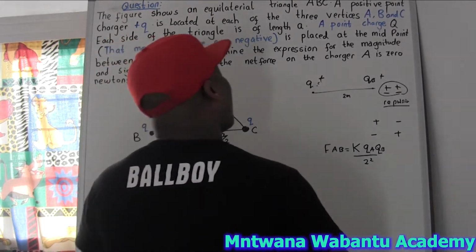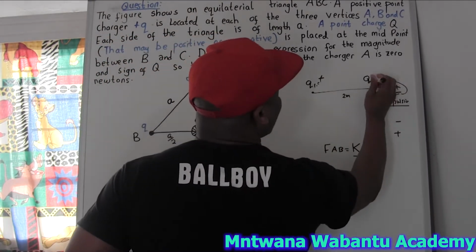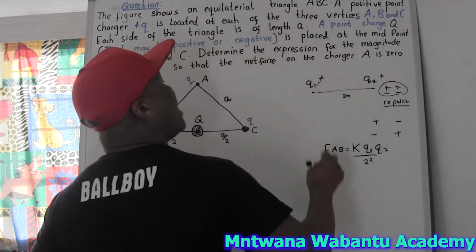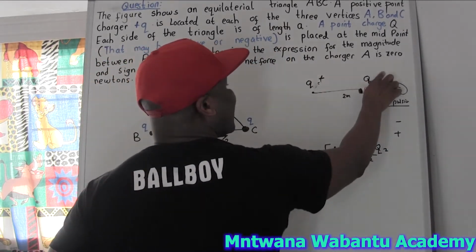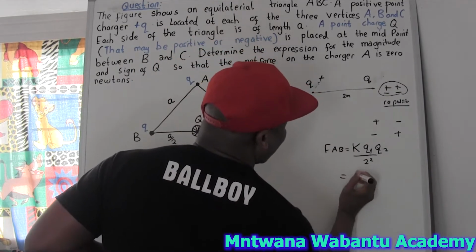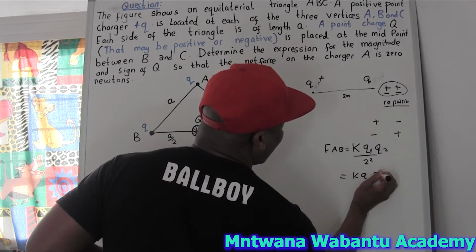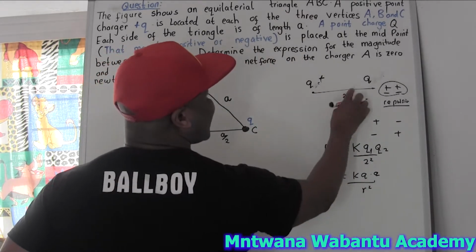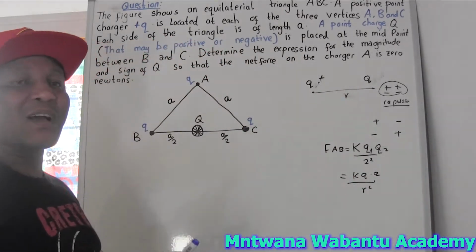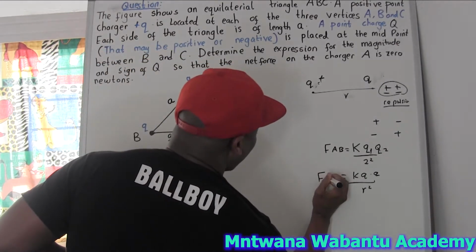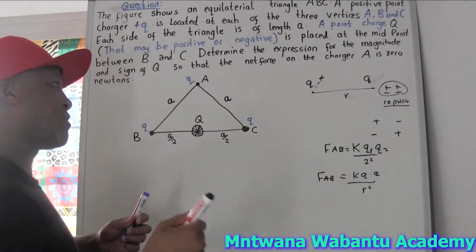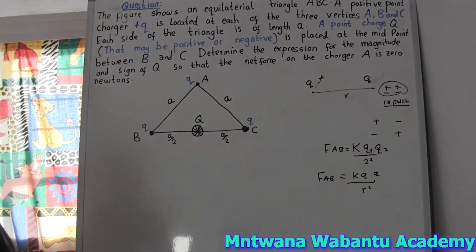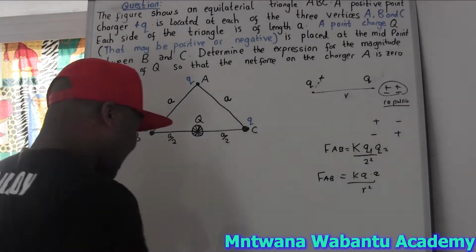Or if this is Q1 and this is Q2, you say Q1 times Q2. But if this is Q and this is also Q, we say F equals K, Q times Q over the square of the distance between them. Let's say the distance is R, it depends how they give it to you. So force of repulsion or attraction depends on whether the signs are the same or different. For that case, now let's come to the business.